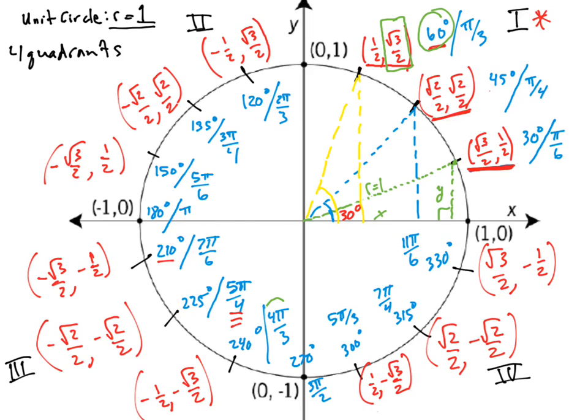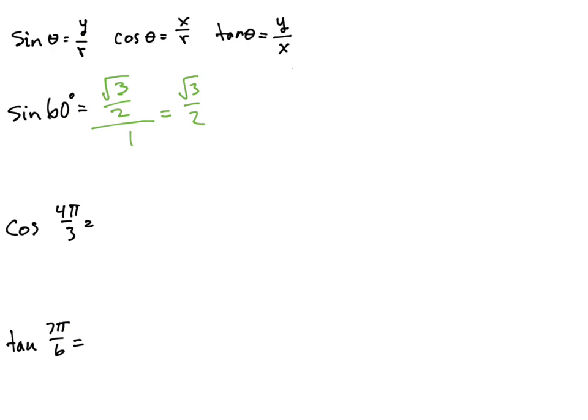Cosine of 4 pi over 3. 4 pi over 3 is down here in the third quadrant. We know that x is negative down there. Cosine corresponds to the x value over the r value. And we have an x value of -1/2. So -1/2 over 1, which is just -1/2.